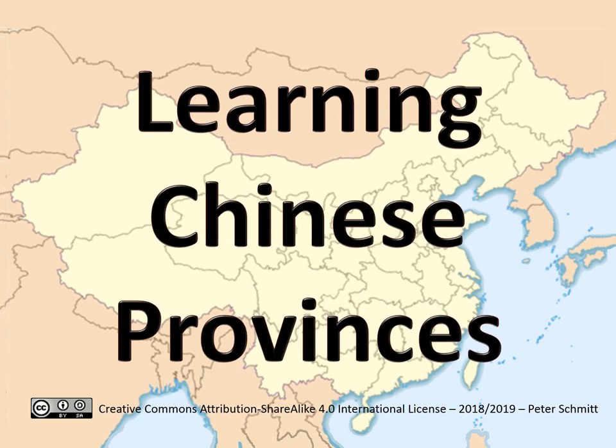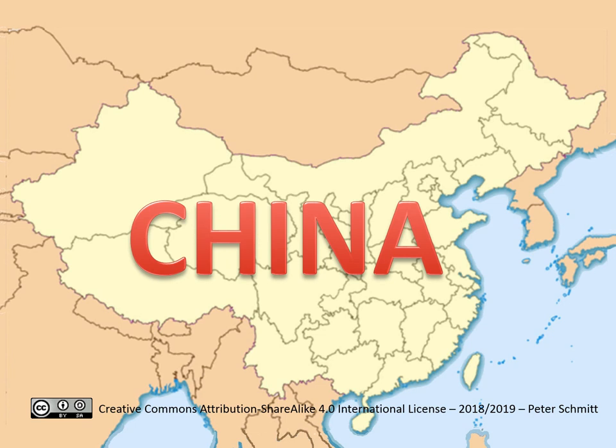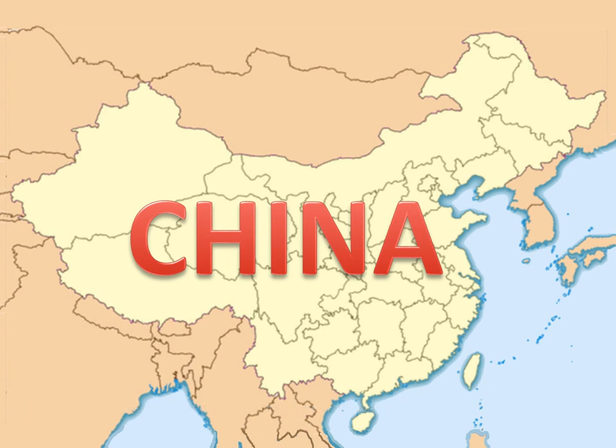Welcome to Learning Chinese Provinces, Part 1. China is a huge country with almost 1.4 billion people. Geographically, it's the third largest country in the world and has an area of almost 4 million square miles.